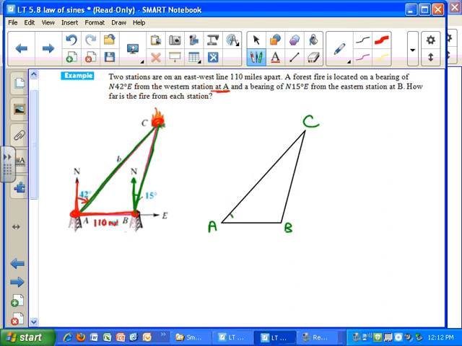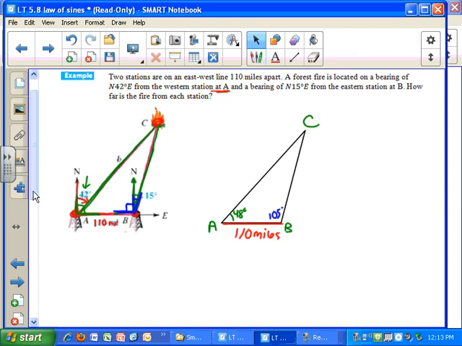So for example, we need to know this angle. And I know that this one is 42 degrees. And because the north and east lines meet at a right angle, we can subtract 42 from 90 and get a 48 degree angle here. We're also going to need to know this angle at B. And because this north meets the east-west line at 90 degrees, and then it's an extra 15, we can label that as 105 degrees. And then of course we've got the 110 miles in between.